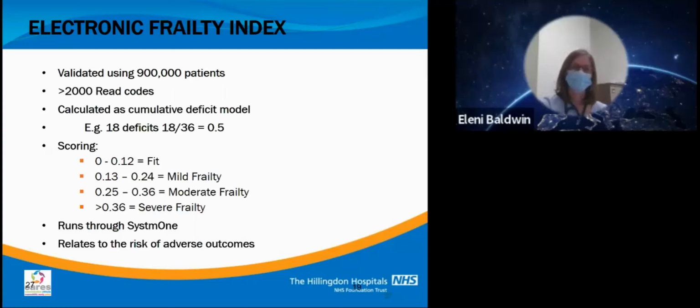It's been well validated, on 900,000 patients using lots of different read codes. And again, like I said, it's a cumulative deficit model. There's 36 deficits, and the more you have, the higher your level of frailty. So it's divided into fit, mildly frail, moderately frail, and severely frail.